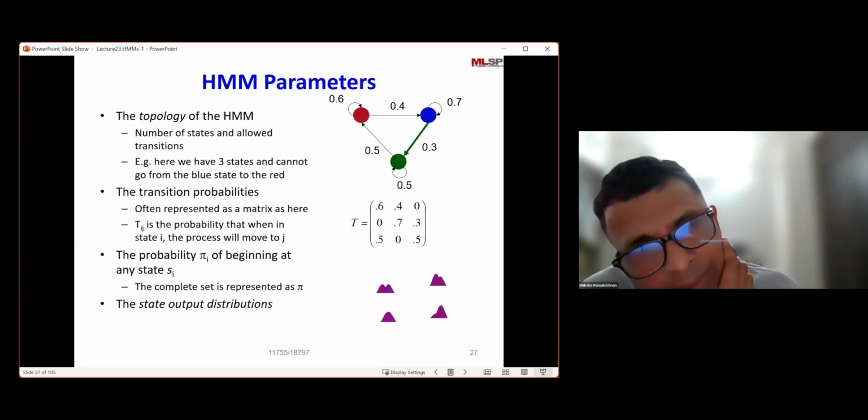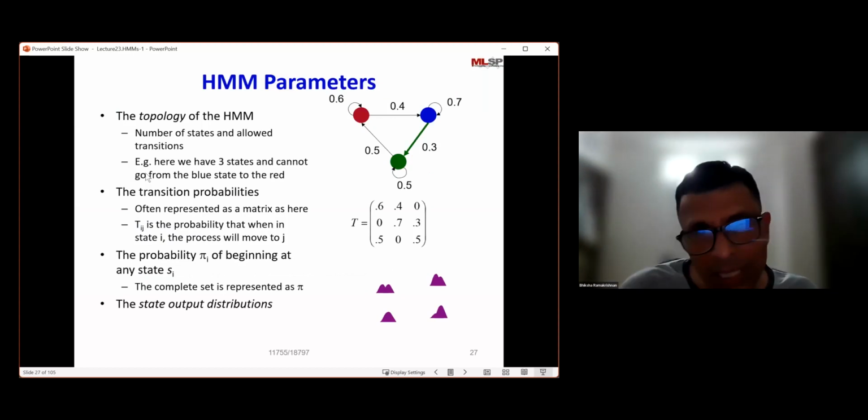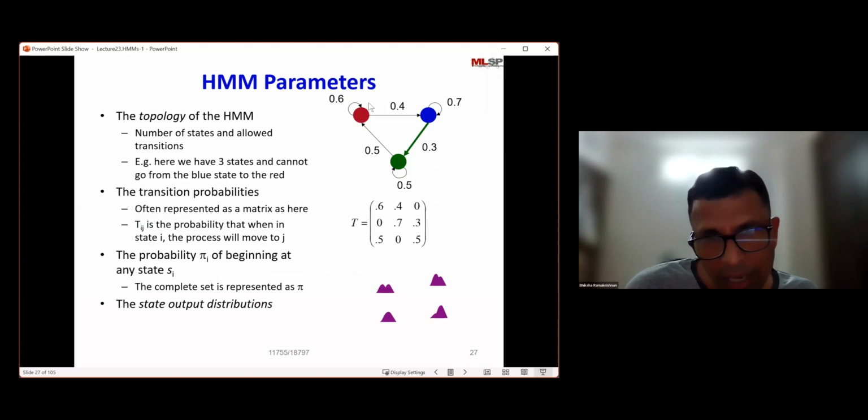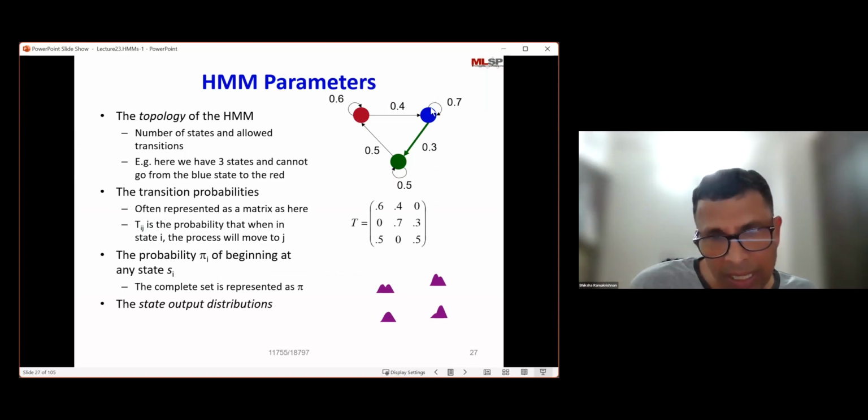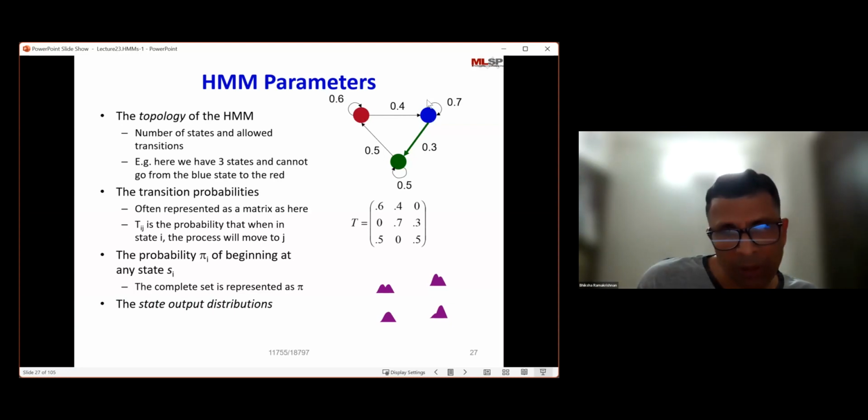So here are all the HMM parameters. The first thing is the topology of the HMM itself: how many states there are, and how you can transition from any state to any state. Here you have 3 states, and the way we've set it up, there's no way for you to go from the blue state to the red state. From the blue state, you can either go back to blue or go to green.